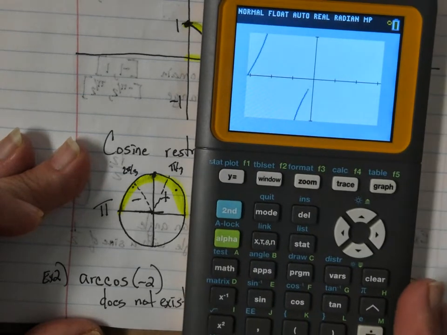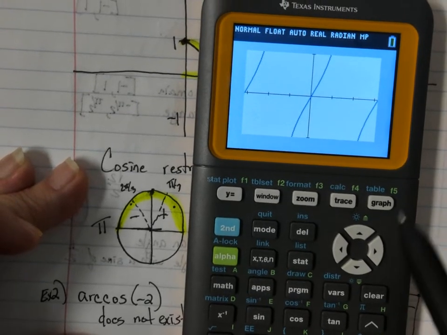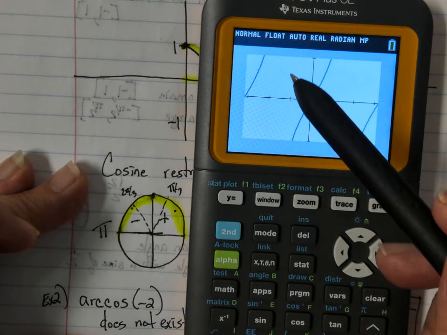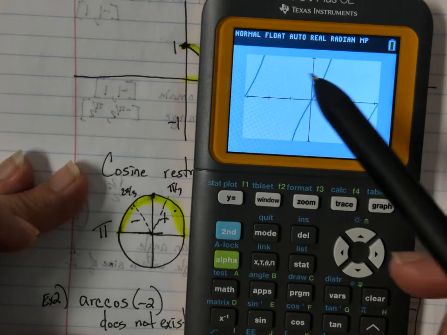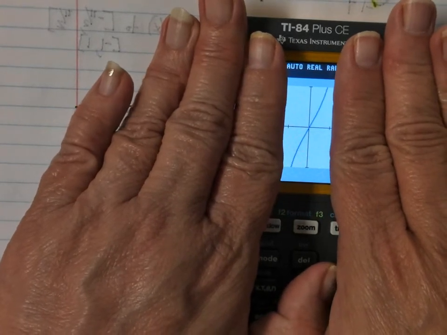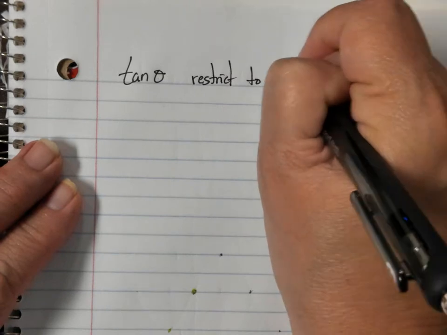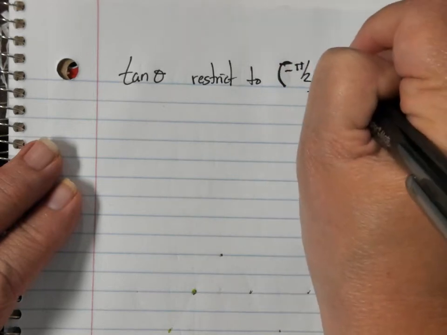Alright, so next we're going to look at tangent. Instead of graphing tangent out, I just wanted to put tangent here on the graphing calculator. Remember, tangent kind of has this S shape, but we've got asymptotes for tangent. Obviously, tangent would also fail the horizontal line test if we looked at the whole curve. But if we just looked at one of the S's, like from here to here, then that would be okay. So for tangent theta, we're going to restrict it to negative pi over 2 to pi over 2.